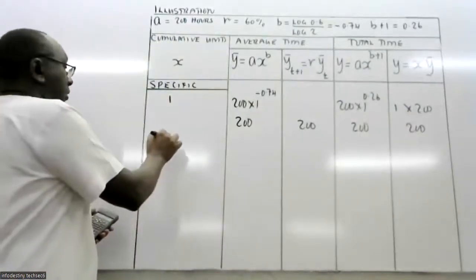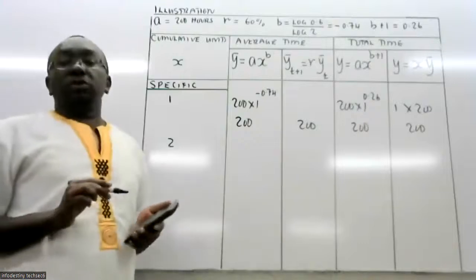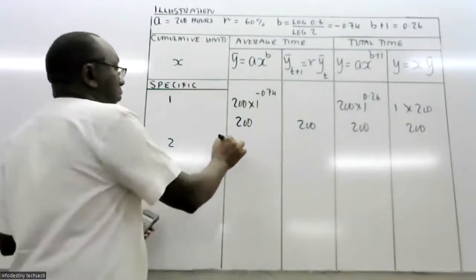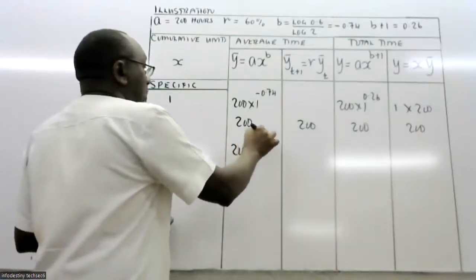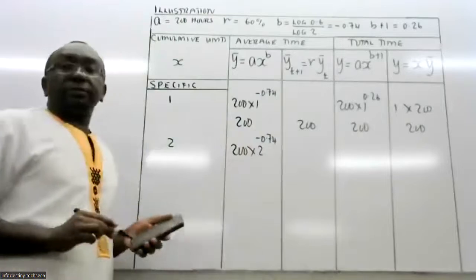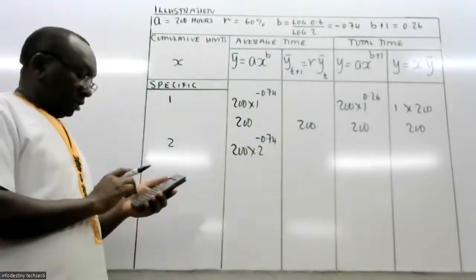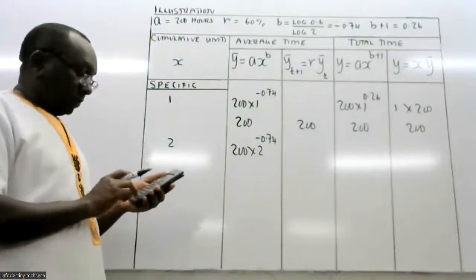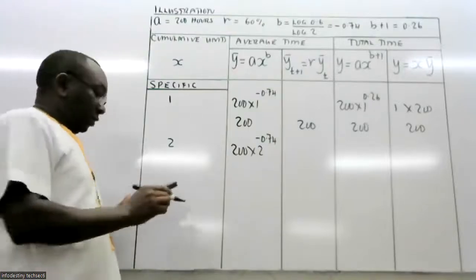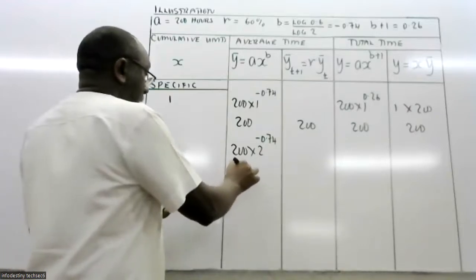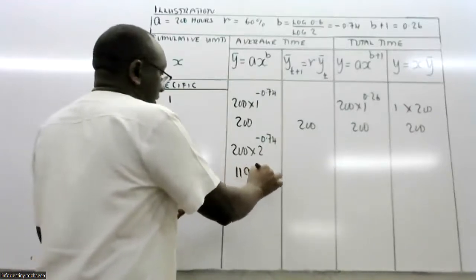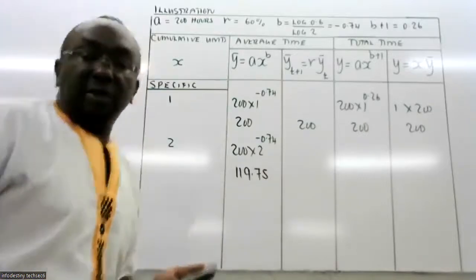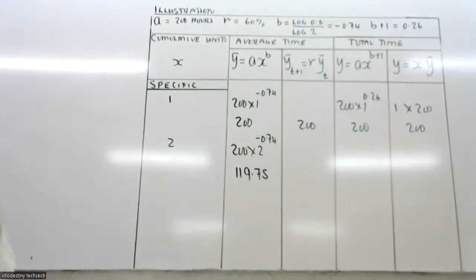Let us go to number 2. Or rather to 2 units. If you're dealing with 2 units, then this will now be 200 times 2 raised to power minus 0.74. Are you getting 119.75? Janet, you can also be setting your figures so that we compare the three.